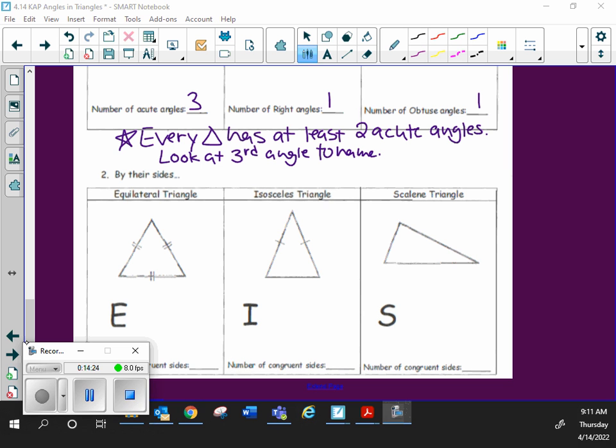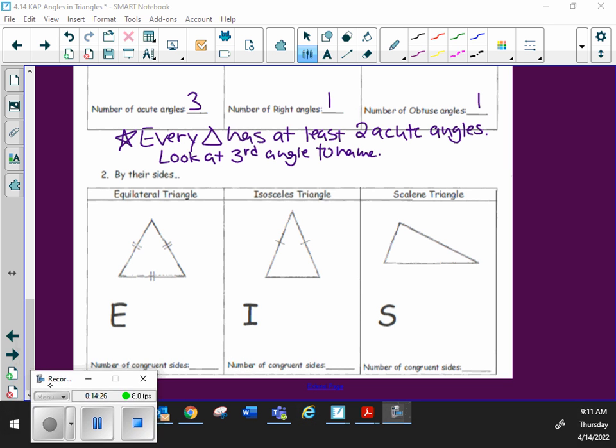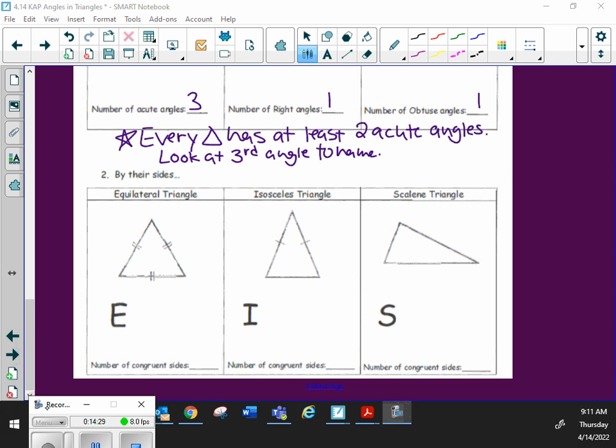All right, by their sides. Okay, so we're looking at the lengths of the sides. They can either be equilateral, isosceles, or scalene. Equilateral means that the number of congruent sides, the number of equal sides, is 3. Okay, a way to show that sides are the same length if they don't put numbers is with these tick marks. The tick marks show congruence. So since all 3 of those have the same number of tick marks, they would all be congruent.